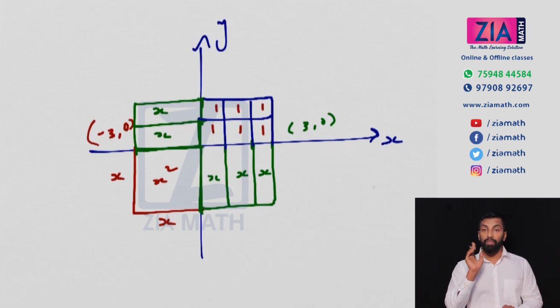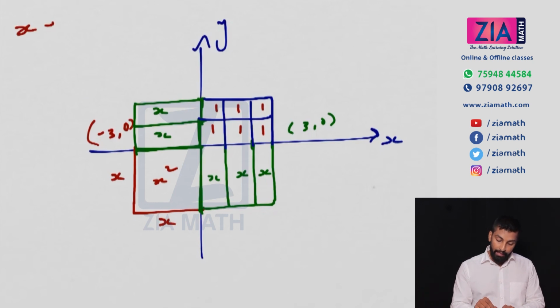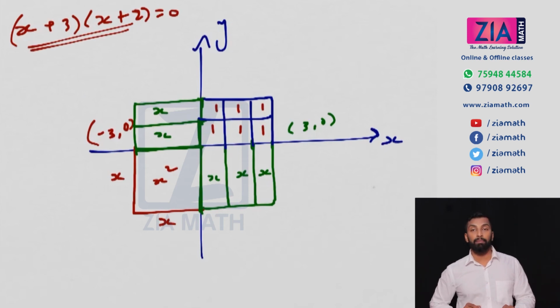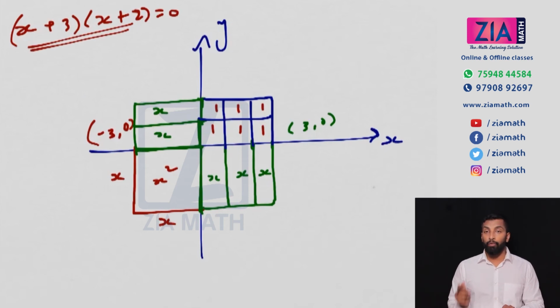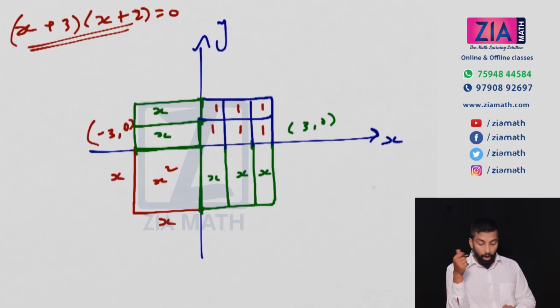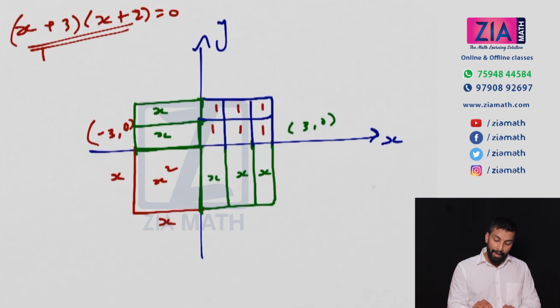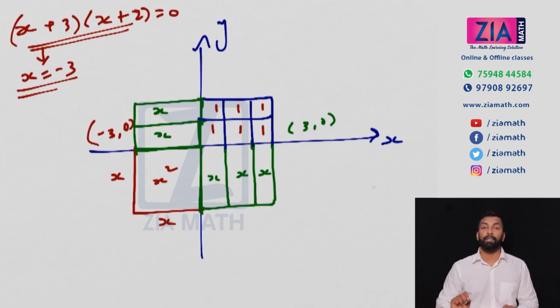Now what we are discussing is the solution of x plus 3 into x plus 2 is equal to 0, right? When the area becomes 0, the length is going to be 0, right? Now how can the length be 0 here? I told you x is equal to minus 3, and that's what we have seen here. Now you can just substitute x is equal to minus 3.